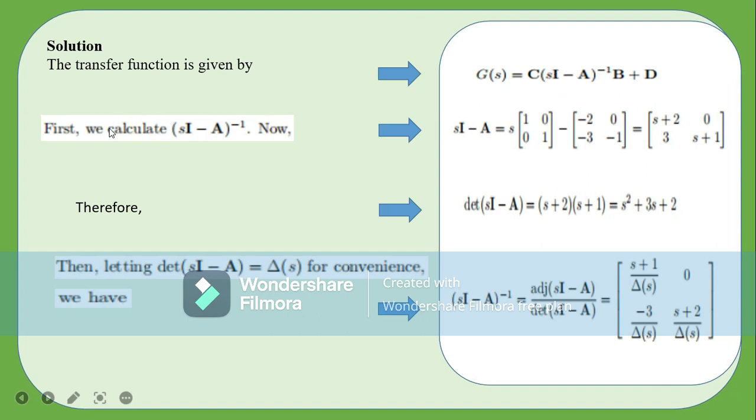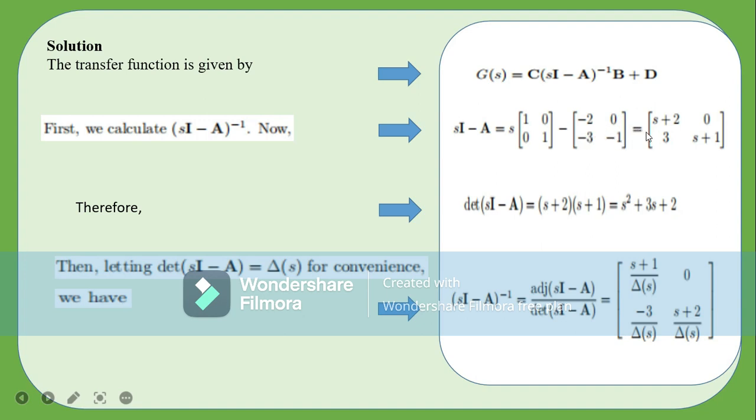First we calculate (sI minus A) raised to power minus 1. We are trying to work out this expression, which represents sI minus A. We already know what A is. Now this I, like we told you, is an identity matrix. So you have s times the identity matrix 1 0 and 0 1, then minus the system matrix, minus 2 0 minus 3 and minus 1.